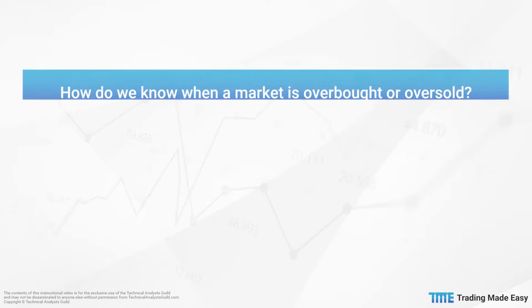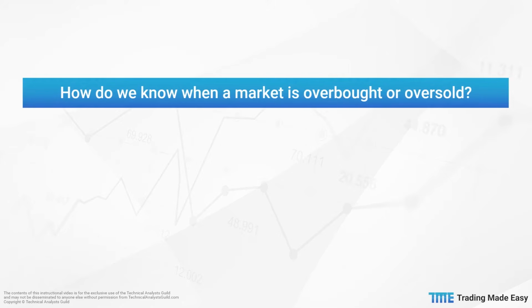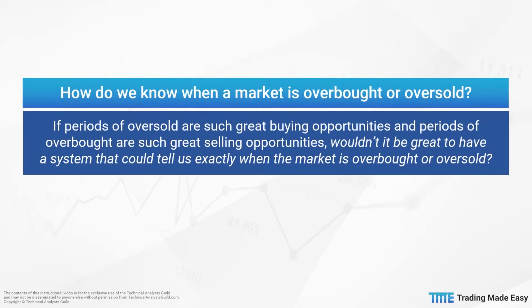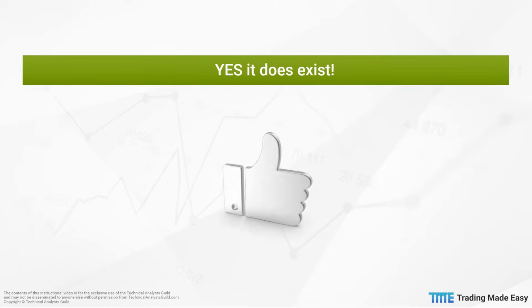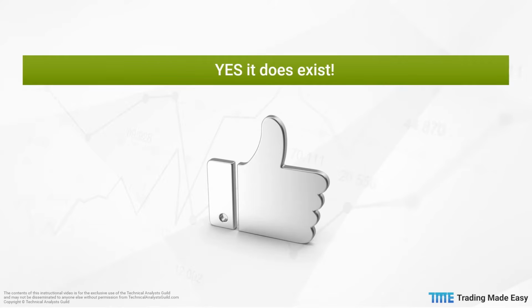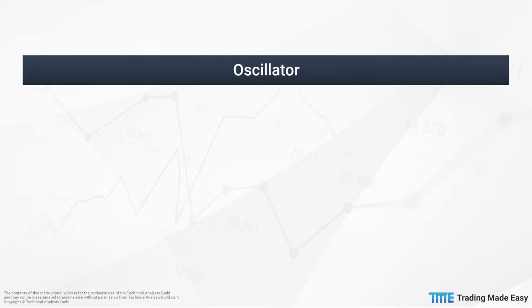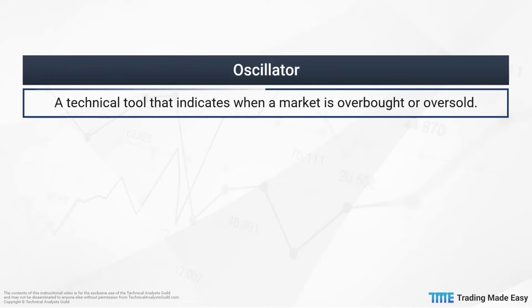Now here is the question. How do we know when a market is overbought or oversold? If periods of oversold are such great buying opportunities and periods of overbought are such great selling opportunities, wouldn't it be great to have a system that could tell us exactly when the market is overbought or oversold? Indeed it would. But does such a thing exist? Fortunately, the answer is yes, it does, and that is what we called earlier an oscillator. An oscillator is a technical tool that indicates when a market is overbought or oversold.